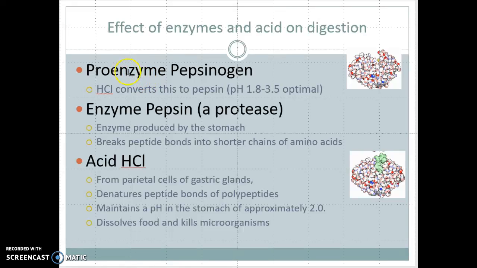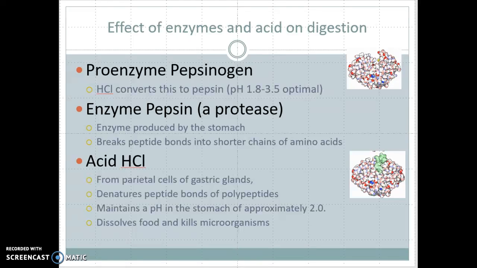There's a little video you probably watched, but the pepsinogen can be broken down. A little piece can be broken off so that it becomes active as pepsin. And now that it's activated, it can start breaking down the peptide bonds, in other words, the bonds between each amino acid. And then the hydrochloric acid we mentioned can also denature these long chains, these polypeptides. So those are two very important aspects of protein digestion.